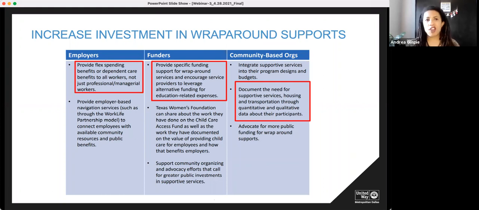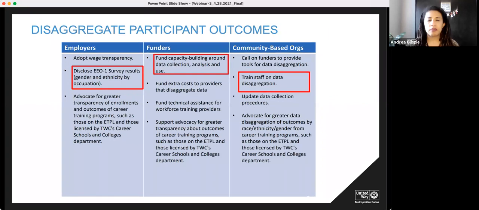And community-based organizations can really help build a case for why these supportive services are so important through both quantitative and qualitative data. Next slide.